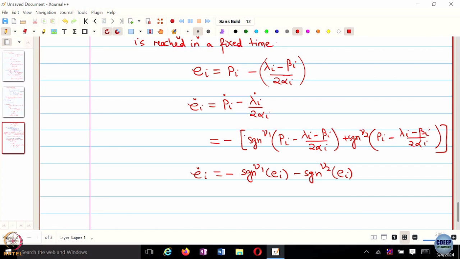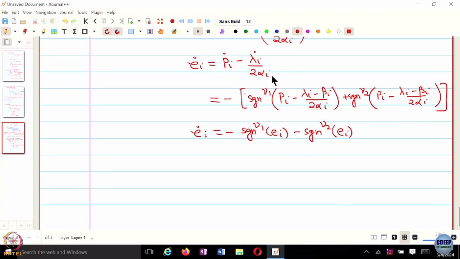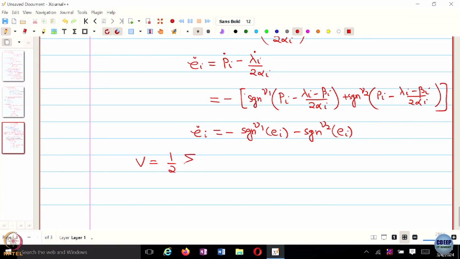Okay, so now I have to ensure that this e_i goes to 0, and in fact not just this e for a particular i but for all the generators, right? So I need to define a Lyapunov function V which looks something like this.